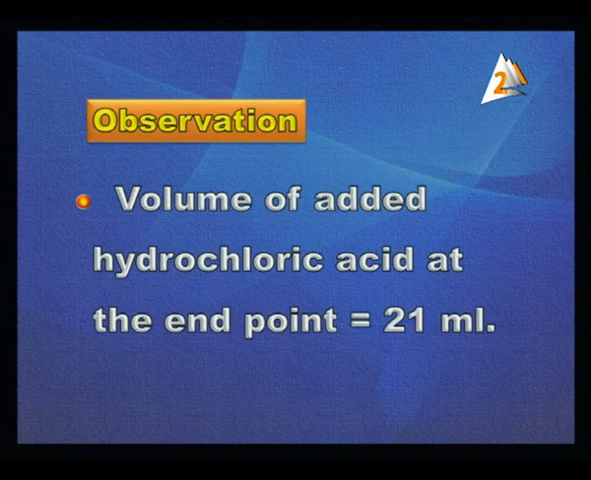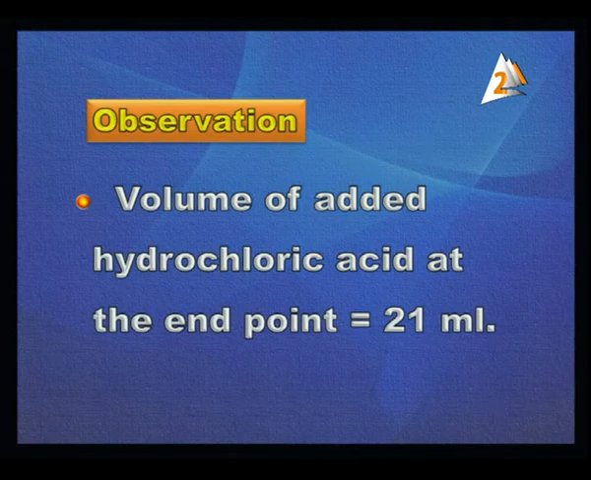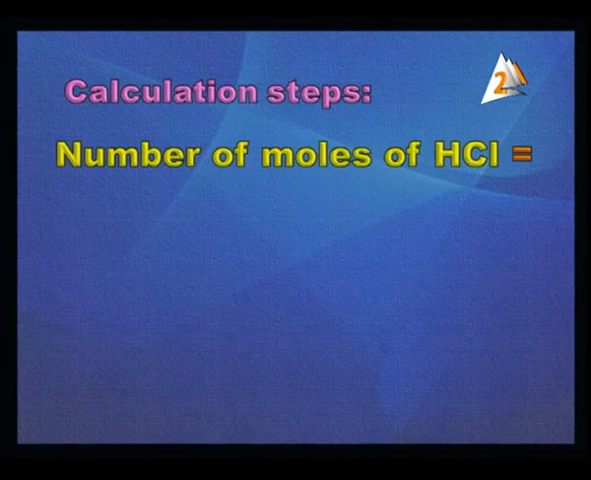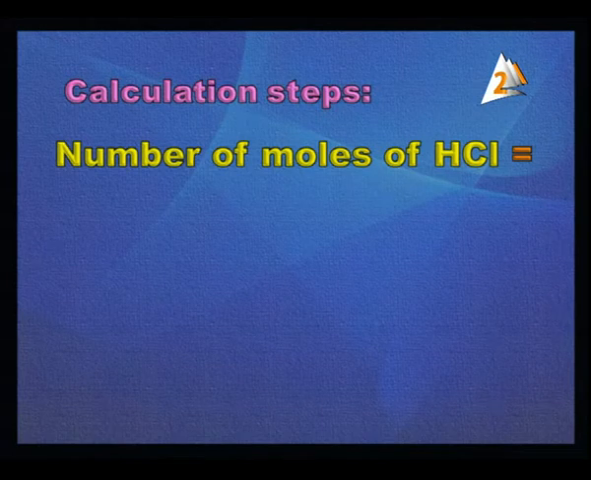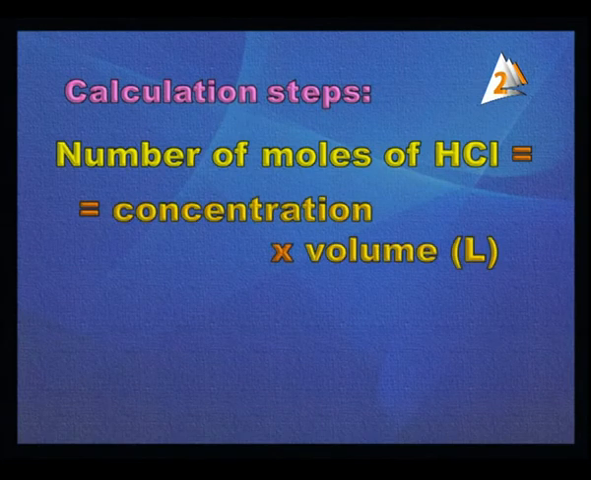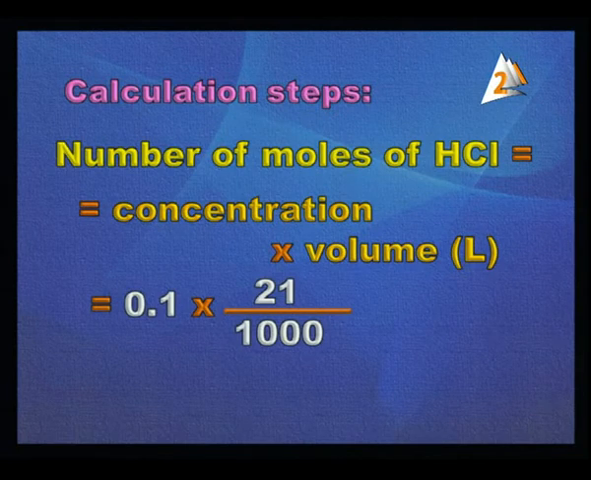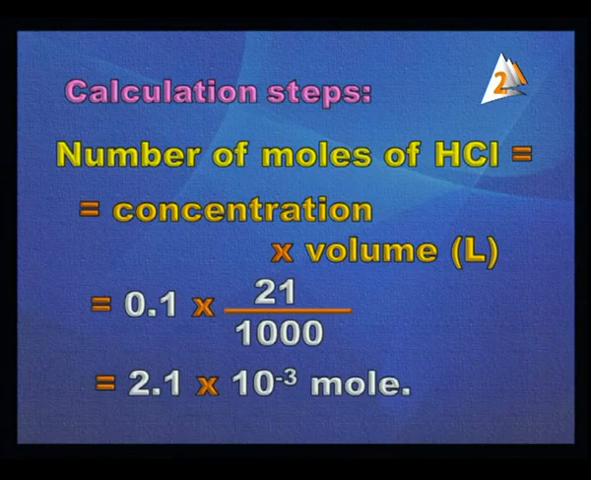Not all. We have an observation now. This observation tells me the volume of the added hydrochloric acid at the end point. You remember? End point here is about 21 milliliters. We have calculation steps. Number 1, get the number of moles of HCl. You remember? Yes, I know. Concentration by volume. This volume by what? By liter. At the same time, you can say 0.1 times 21 divided by 1000. What is the answer now?